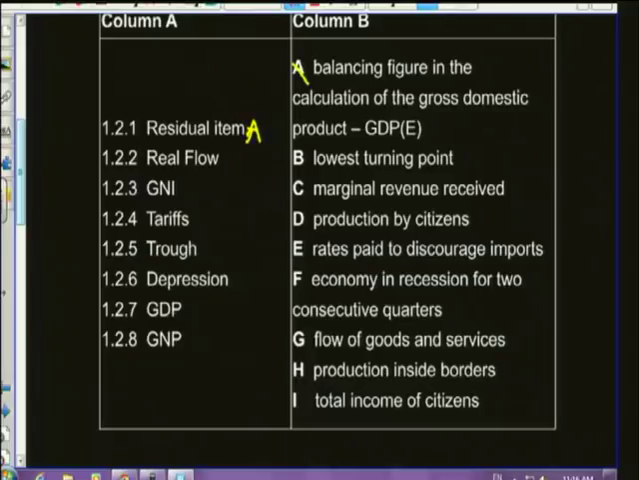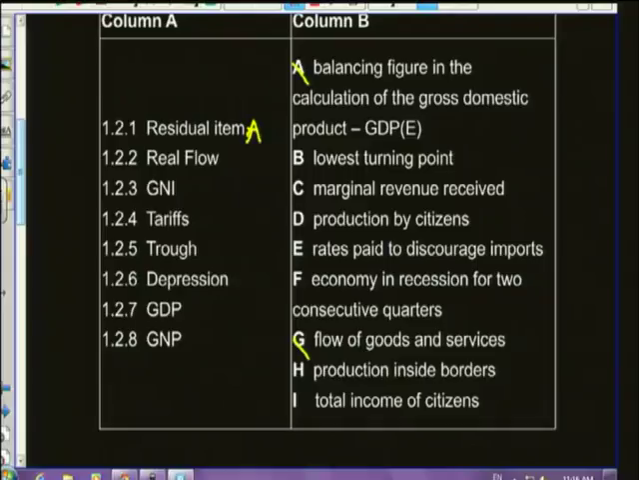1.2.2, the real flow, comes from the circular flow of economic activities, and it refers to the flow of goods and services. G would be the correct answer. 1.2.3, gross national income. That refers to the income of the citizens of a country. That's what the N refers to. So the answer would be I.